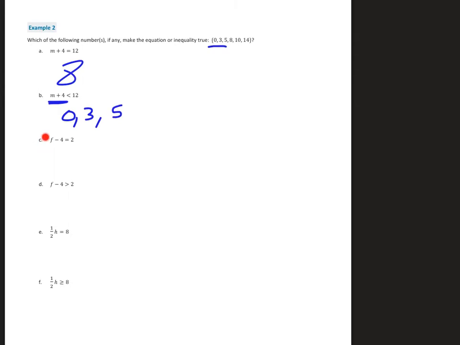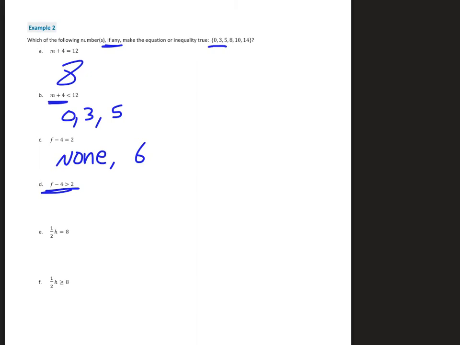For C, the only correct answer for F is 6, and I don't see a 6 up here, so there's nothing. So it says if any are true, so I'm just going to say none. And just for fun, I'm going to write 6.